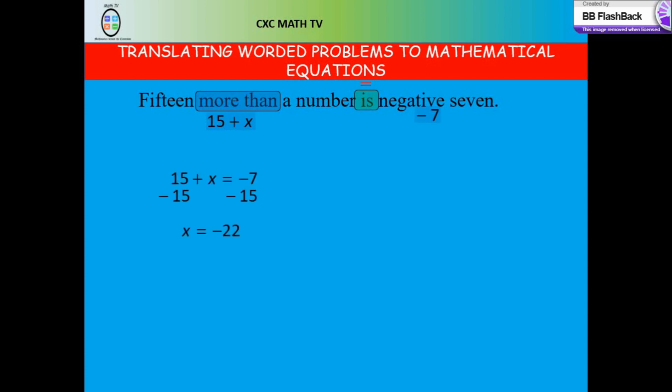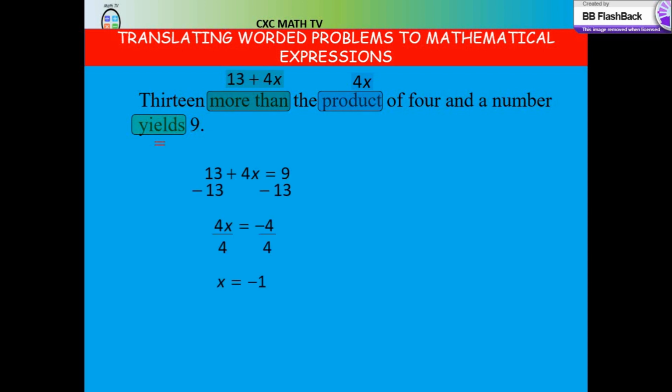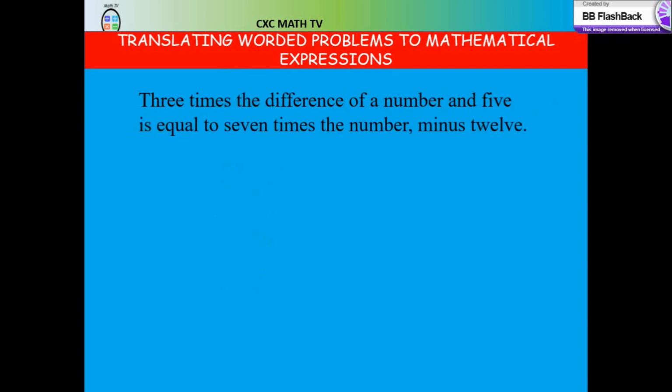Now you could go ahead and solve for what x is. That doesn't really matter at this point. The next one, 13 more than the product of 4 and a number yields 9. Yields mean equal. So in that case, we have what? 13 more, so 13 plus, 13 more than what? The product of 4 and a number. Work out the product first, 4x, then 13 more than it means 13 plus 4x equal your 9. From that, you can go ahead and solve for x. Get x is negative 1, but that doesn't matter so much.